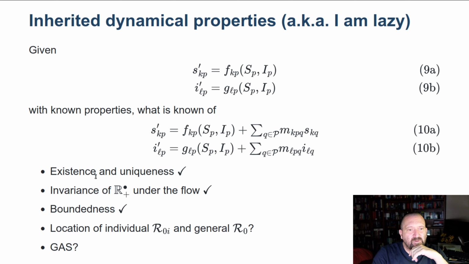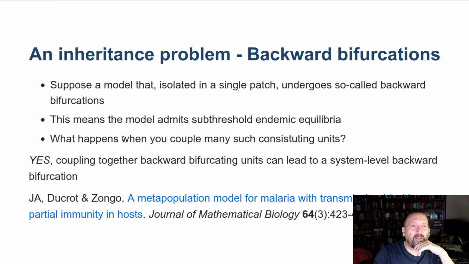So there's some that we can do quite well. So existence and uniqueness, invariance under the flow, boundedness, this goes well. But for instance, I'm looking at somebody's paper, they've computed R0 in the location in isolation. What can I say about R0 in general? That's not easy. And as I've pointed out before, global asymptotic stability remains a completely open problem in a generic sense.